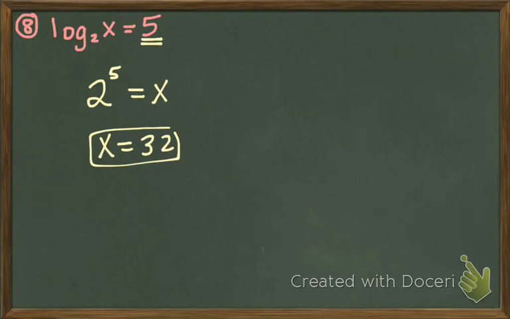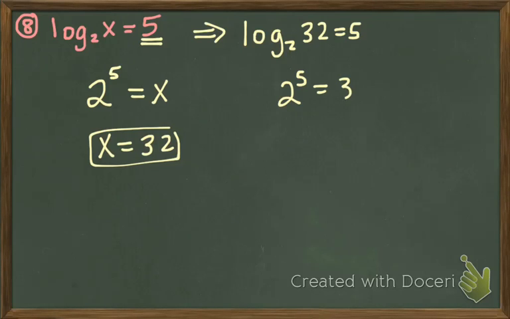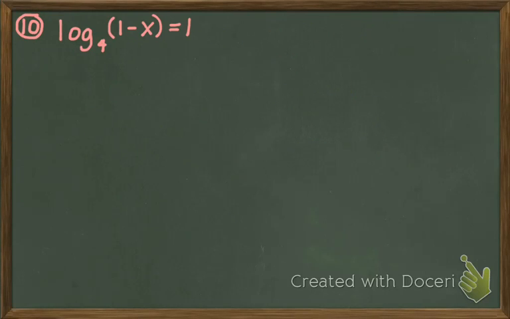If we substitute that back into the original equation, we would have log base 2 of 32 equals 5. And then we can translate that equation back into an exponential to help us think about it. Is 2 to the 5 equal to 32? Yes, that gives us 32. So that one too checks out.